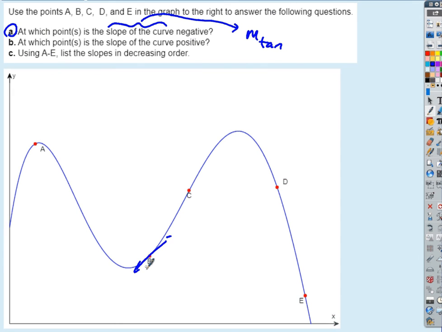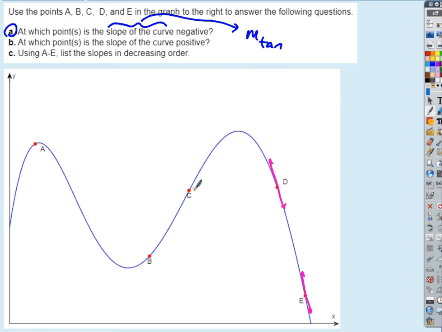B and E. So B would, right? Oh, sorry, B wouldn't, what am I saying? D would and E would, right? See what I'm saying? Okay. Where would it have positive slopes? It looks like at A there's a slight positive slope, at B and at C.